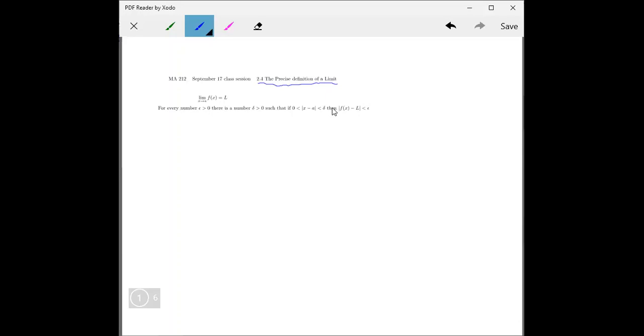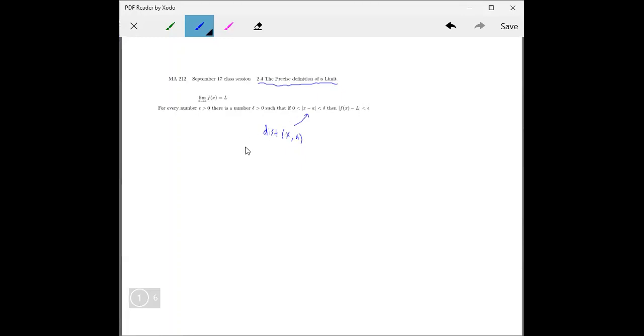And when calculus first came out, when it was first invented, for quite a while they didn't have this definition of the limit that I'm about to show you, which is this right here. For every number epsilon greater than 0, there is a number delta, such that, and the way that you look at this is right here, this absolute value of x minus a. That's the distance between x and a.